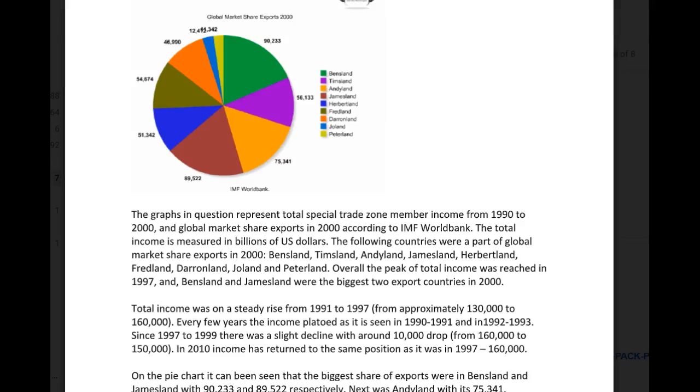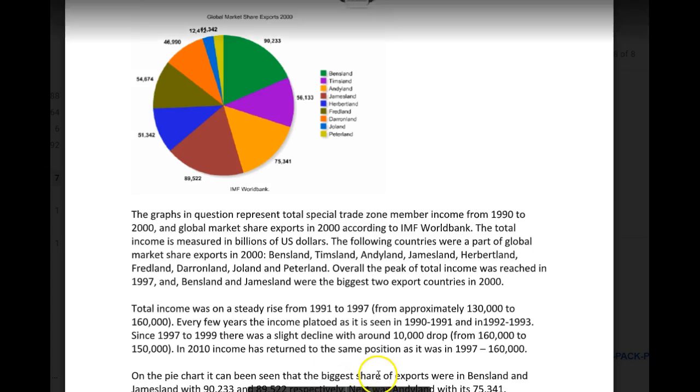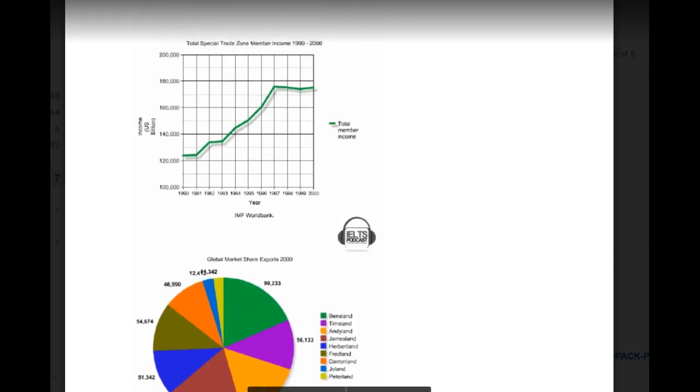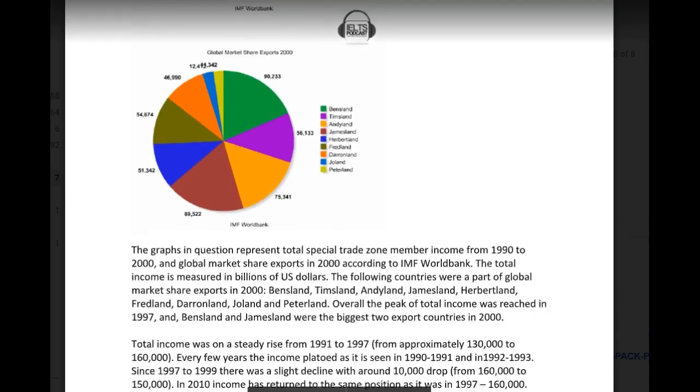Hey there, Alexander. So more essays from you. Great. Let's take a look at this one. Now, this is one with two different types of charts. Okay, fine. Let's take a look at what you wrote.